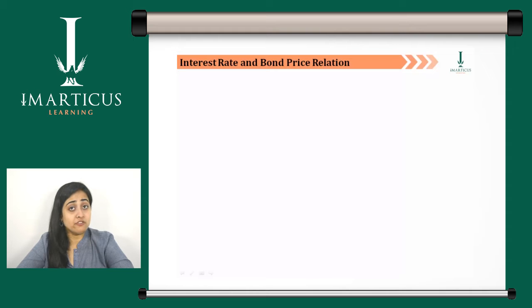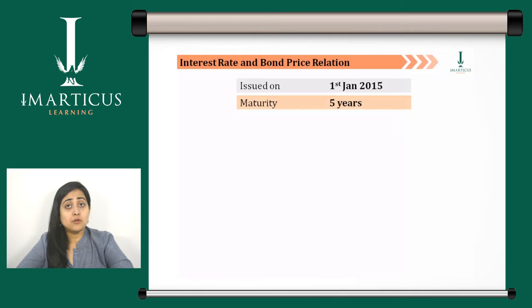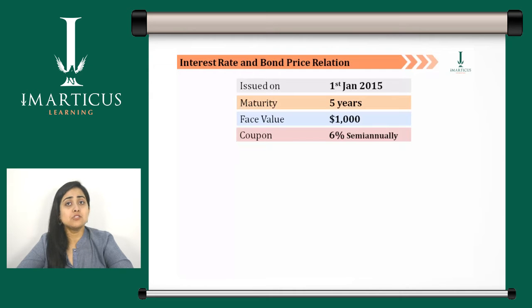You have purchased a government bond that has been issued with the following details. First, issued on 1st January 2015. Second, maturity is 5 years. Next, face value is $1,000. Lastly, coupon rate is 6% payable semi-annually, which basically means 3% will be paid twice a year. It is imperative to know that semi-annually is just the frequency, and the bond will only pay 6% annually as coupon rate.